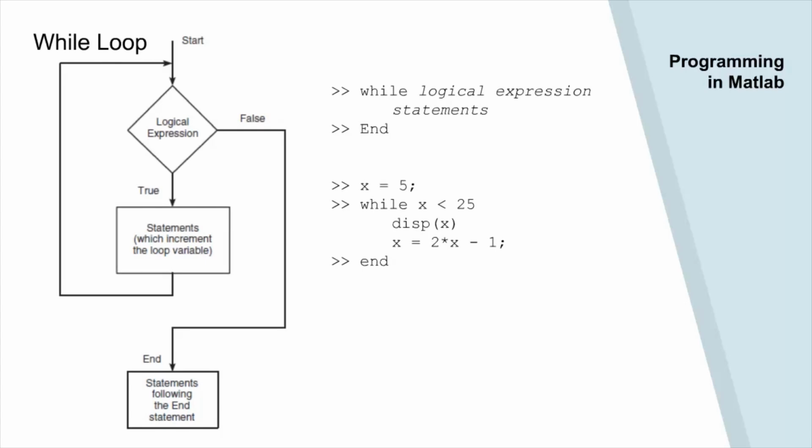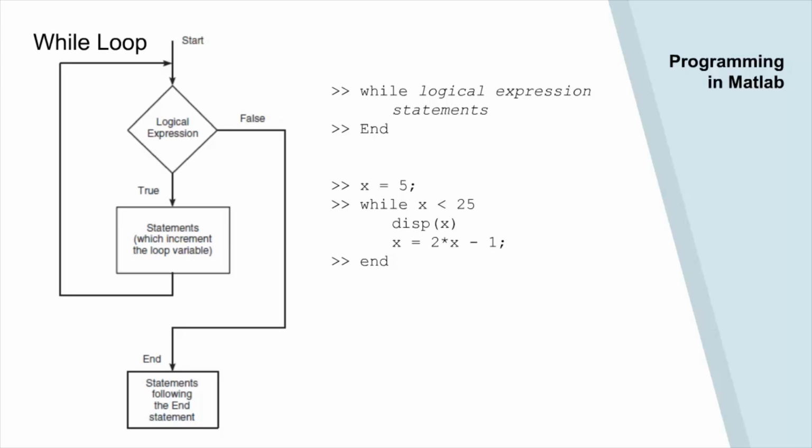The while loop. A while loop is used when the looping process terminates because a specified condition is satisfied, and thus we do not know in advance the number of passes. The syntax is shown here. So we have the while keyword followed by the logical expression, and inside the while block we have statements, which is followed by the end keyword. A very simple example of a while loop is also shown.